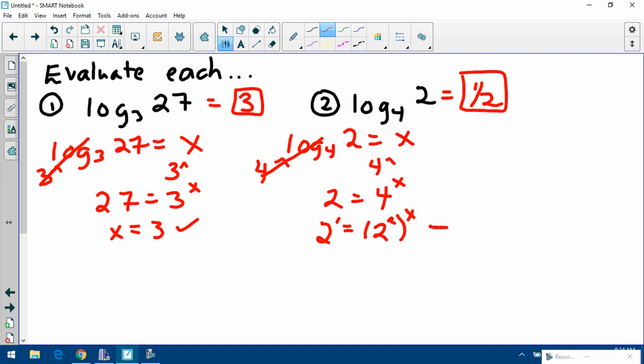So once you have the bases the same, you can set the exponents equal. 1 equals 2 to the x is 2x. So 1 equals 2x because we multiply exponents when you have an exponent raised to another one. There's where the x equals 1/2 comes from.